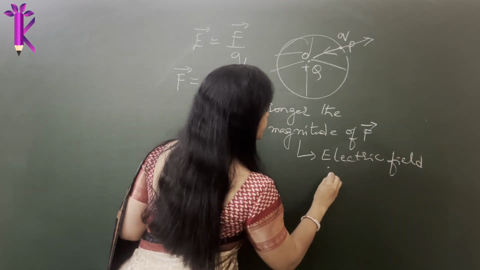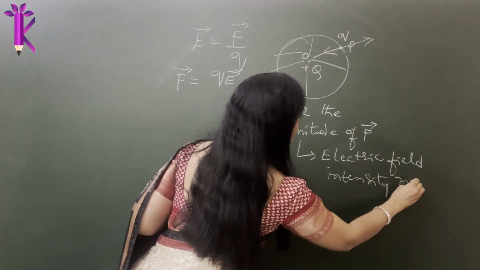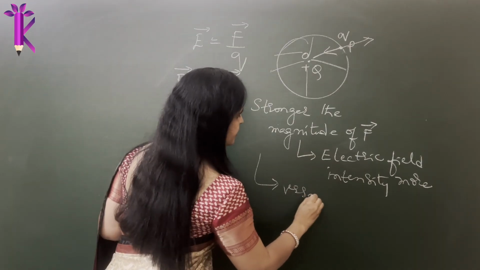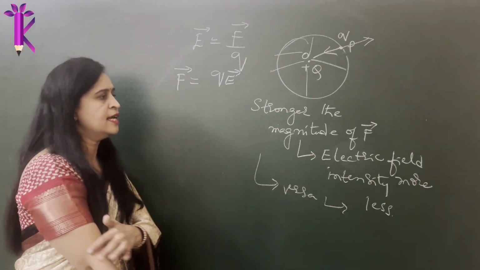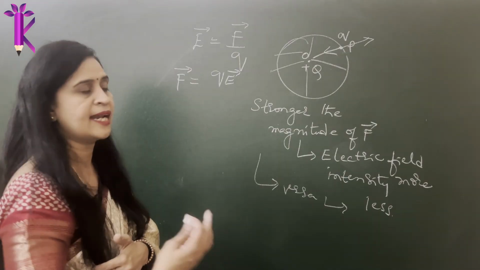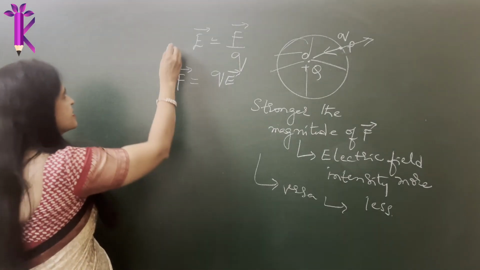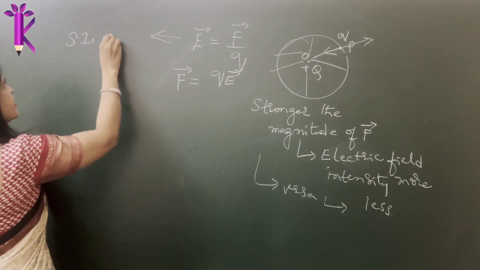You call that intensity because you are measuring the force. Electric field intensity is more, and vice versa, you say it is less. It experiences less force, less magnitude of force. You call the electric field intensity to be weak. It's a weak field. Now let's define the SI unit. Let's write the SI unit for electric field. So what is the SI unit?